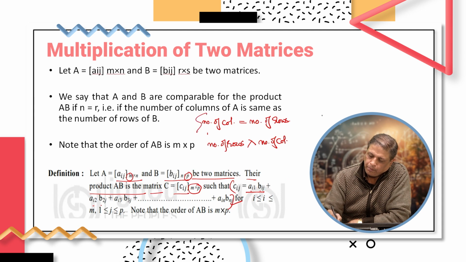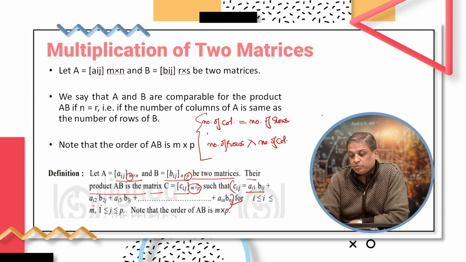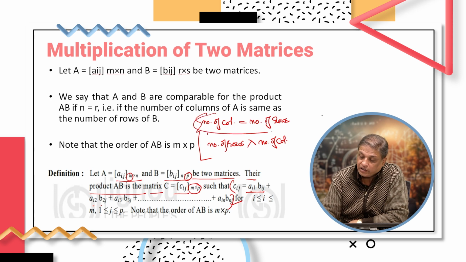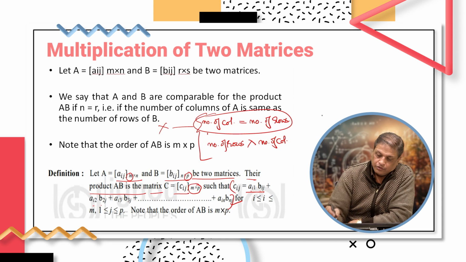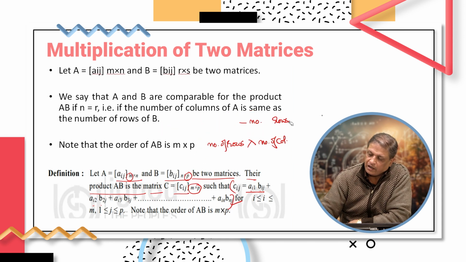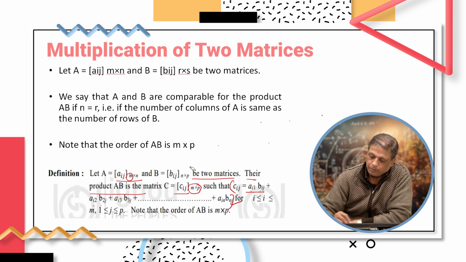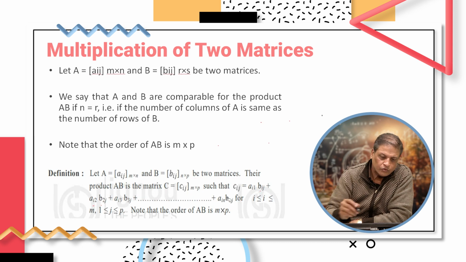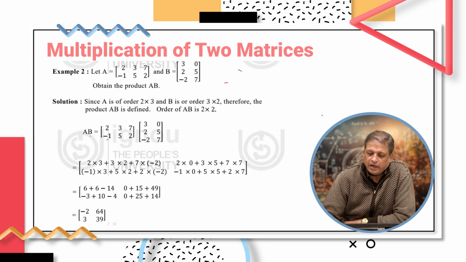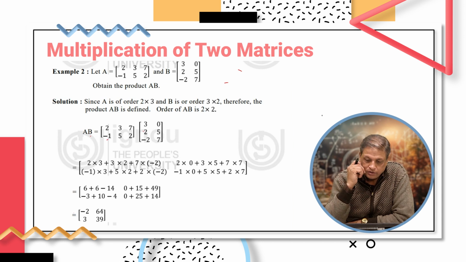So, these two are the important conditions: matrix multiplication is only possible when the number of columns of the first is equal to the number of rows of the second. If this condition is not satisfied, then matrix multiplication is not possible. So, let's understand how to perform matrix multiplication. Let's solve a numerical to understand how to perform the multiplication of two matrices.